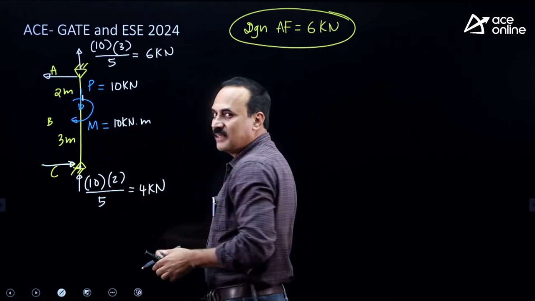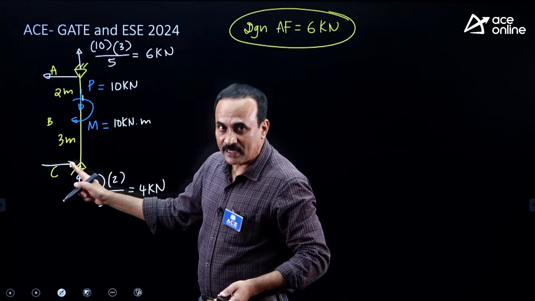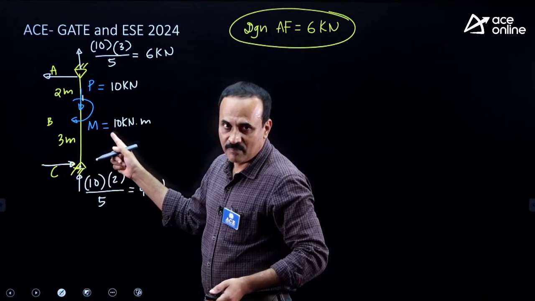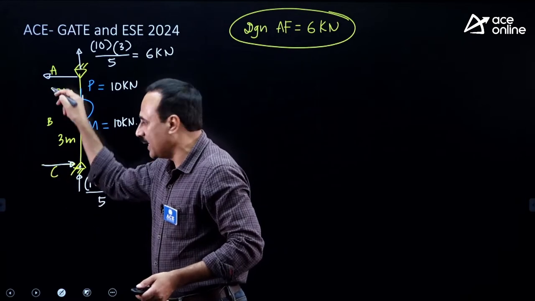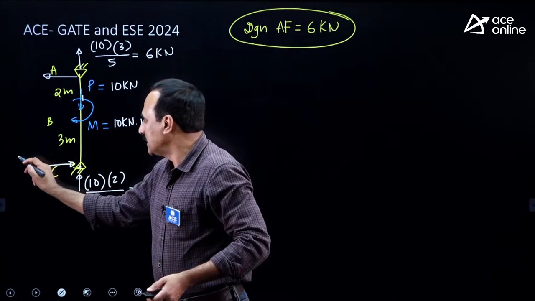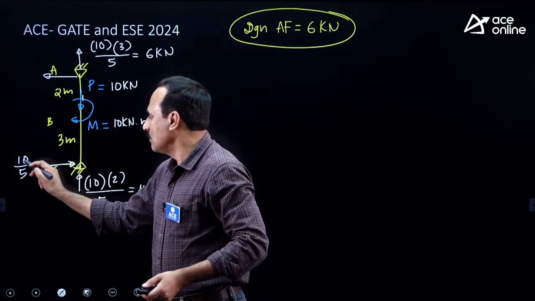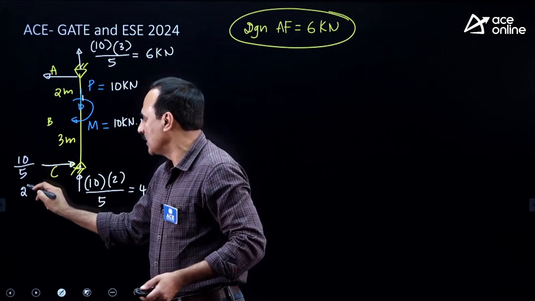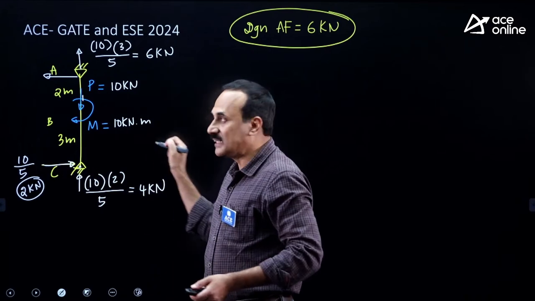The total moment is M. The couple created by the reactions will also be M, nothing but 10 kilonewton meters. So each reaction will be M divided by the length between the two reactions. M is 10, length between the two reactions is 5. Nothing but 10 by 5 is 2 kilonewton. 2 kilonewton is the reaction here towards the right side.